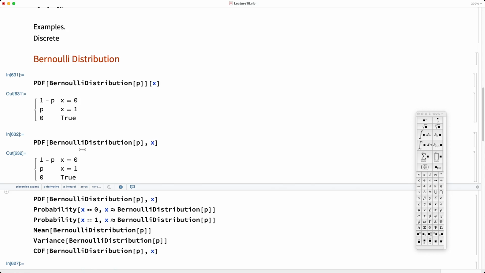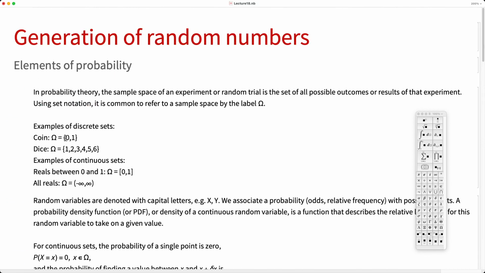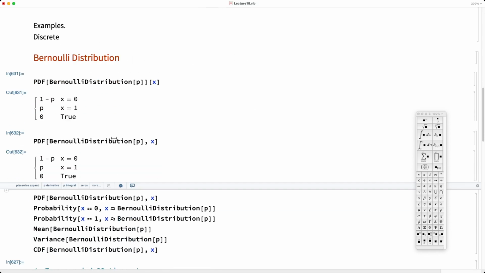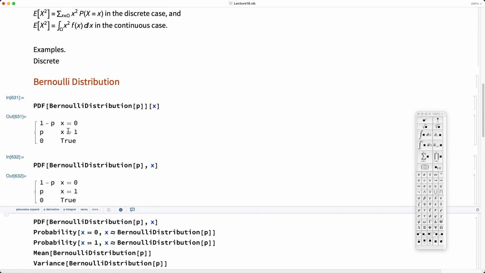So this is the definition of a Bernoulli distribution. It's a discrete distribution. So x can take the values of 0 and 1. That's like the coin toss here. And the probability of x being 0 is 1 minus p, and the probability of x being 1 is p. And of course, the total probability is the sum of those two possibilities, so it's 1.